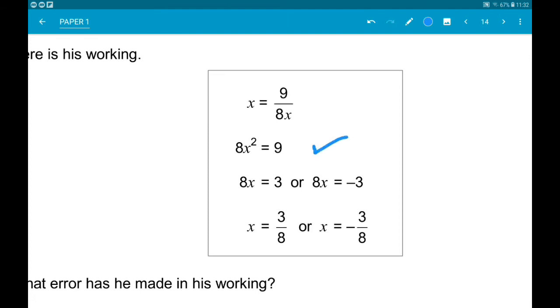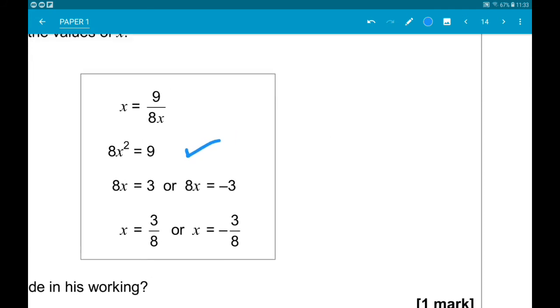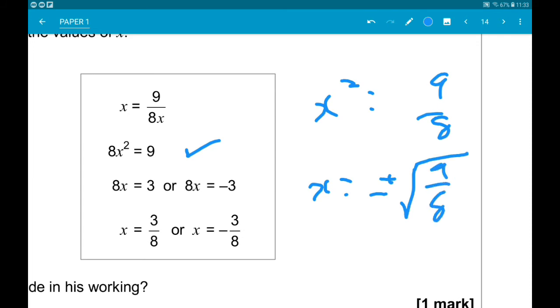The next thing he's done is square rooted, but this is where he's gone wrong. He hasn't square rooted everything. So he should have here a root 8x is equal to 3 or minus 3. So that is his error. Although it would have been a lot better if he had gone from 8x squared is equal to 9 to x squared is 9 over 8. Square root: x is plus or minus root 9 over 8.